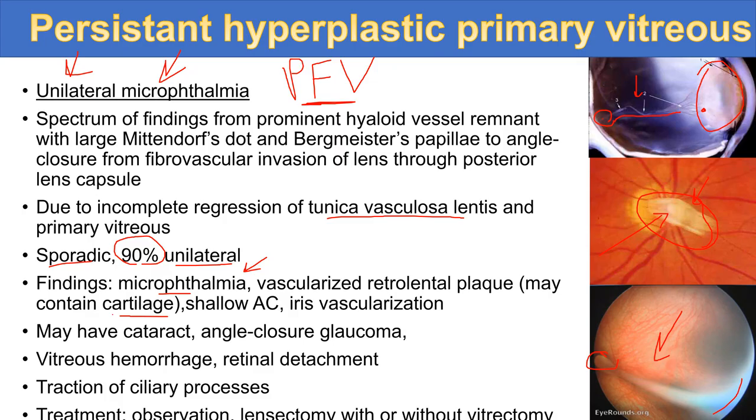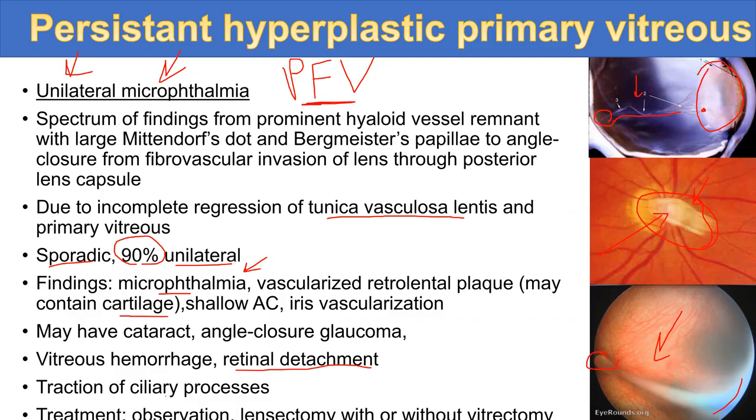So that's what I'm telling you. You may accidentally find it, like when you are operating on a pediatric cataract and you don't know what is behind. Once you remove the lens, you will be surprised that there is a stalk behind the lens of the persistent fetal vasculature. Also, they can present with angle closure glaucoma, vitreous hemorrhage, or retinal detachment, which is a very common presentation.